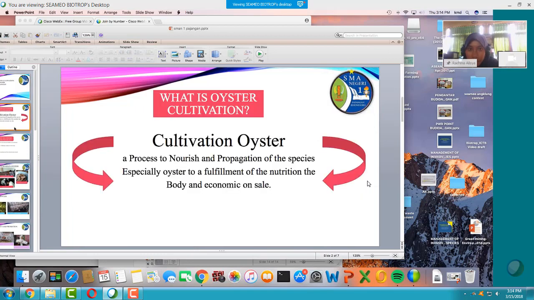What is oyster cultivation? Oyster cultivation is a process to nourish and propagate the species, especially oyster, to fulfill the nutrients of the body and for economic value.